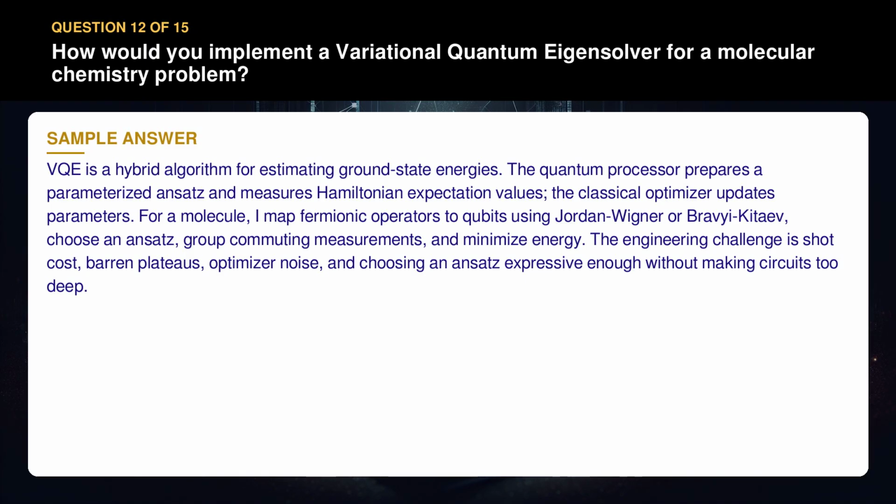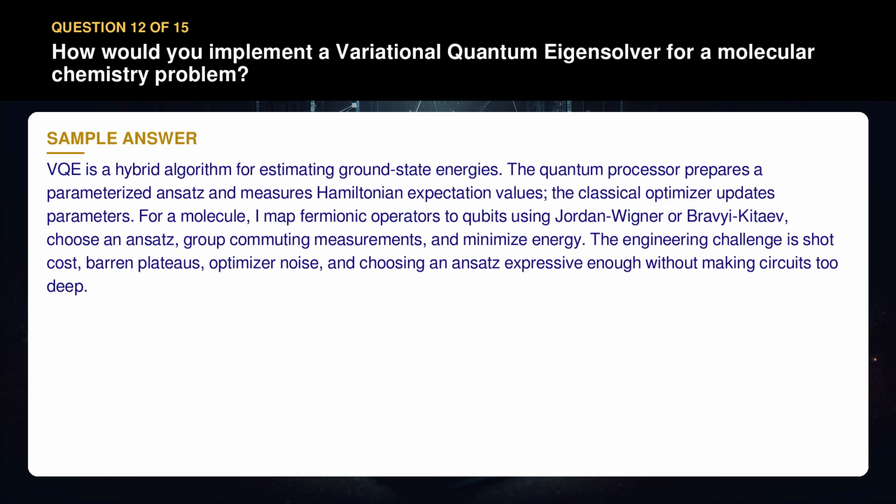VQE is a hybrid algorithm for estimating ground state energies. The quantum processor prepares a parameterized ansatz and measures Hamiltonian expectation values. The classical optimizer updates parameters. For a molecule, I map fermionic operators to qubits using Jordan-Wigner or Bravyi-Kitaev, choose an ansatz, group commuting measurements, and minimize energy. The engineering challenge is shot cost, barren plateaus, optimizer noise, and choosing an ansatz expressive enough without making circuits too deep.